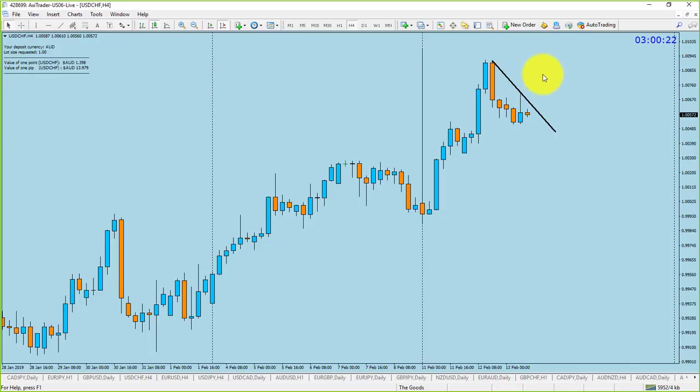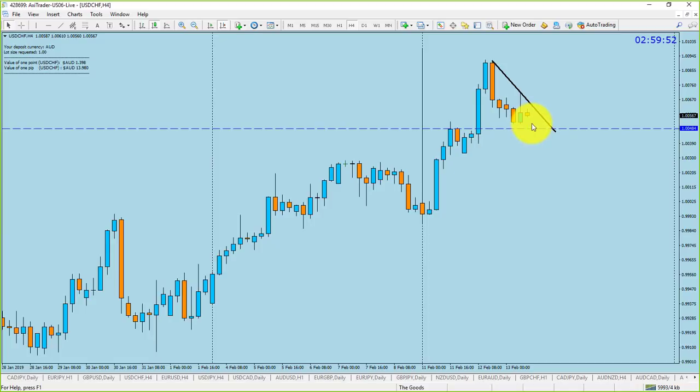Or, another way I like to do it is to simply wait for the last bounce off the last level. So see how we actually have resistance here? Well, this is support. So you can wait for, even before it breaks the trend line, it could give you a nice big bullish candle.